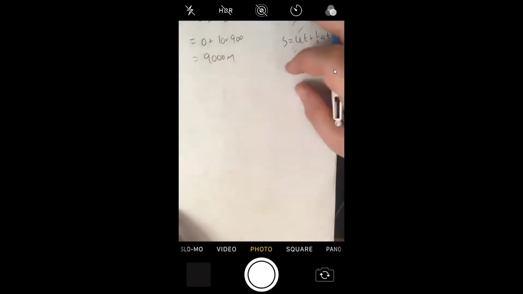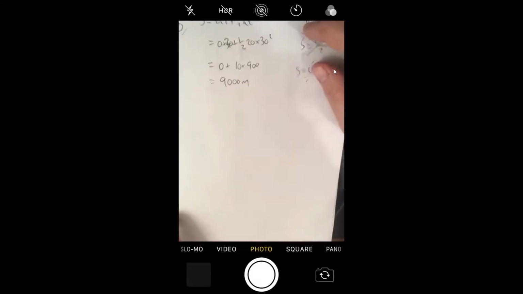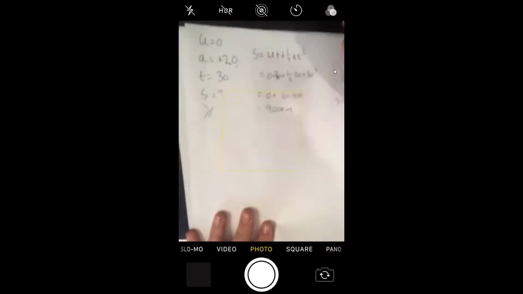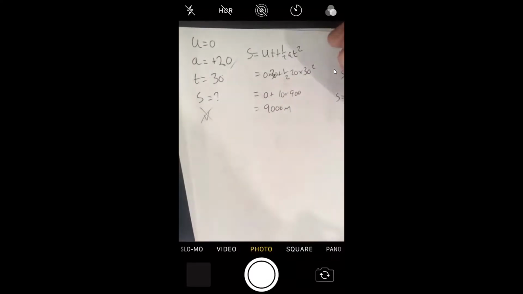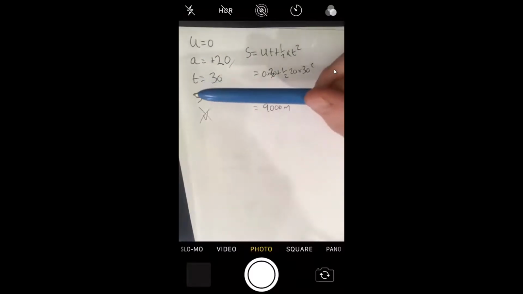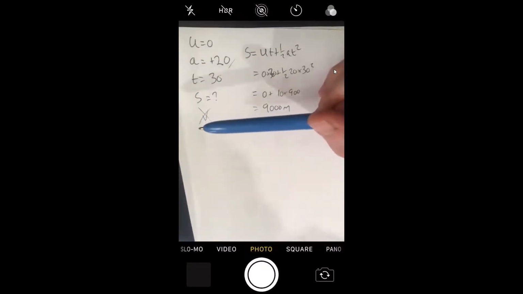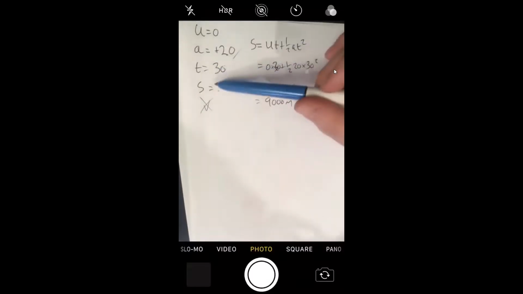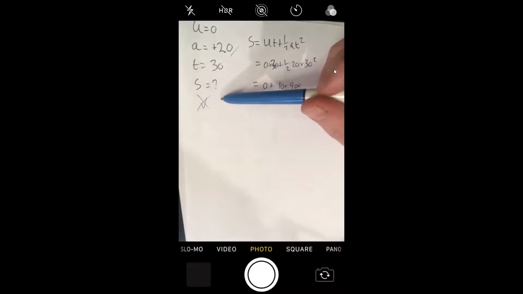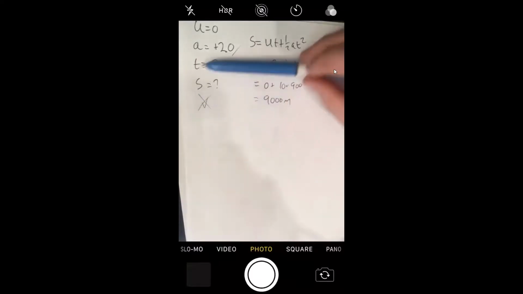Keep in mind, sometimes you need to be careful about units in these types of questions. Also, if you're super lucky and you get all 5 of these values, it actually won't matter which formula you use, as long as you use a formula that has s in it so you can work out what s is. But it's very rare that they'll give you all 5.